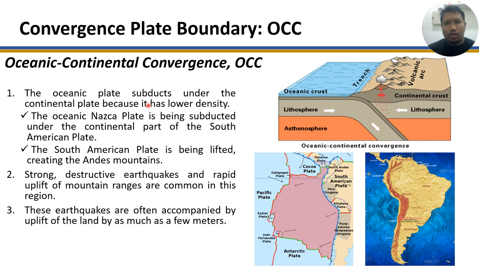This is quite common. The oceanic plate in this case, take one example, the Nazca plate in the red color region over here, is denser than the continental plate, which is the South American plate. Because of this, the Nazca plate is being subducted under the continental part of the South American plate and creates a mountain range called the Andes Mountains along the west coast of the South American plate.